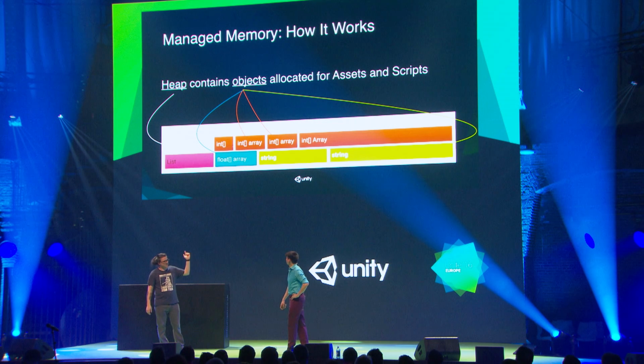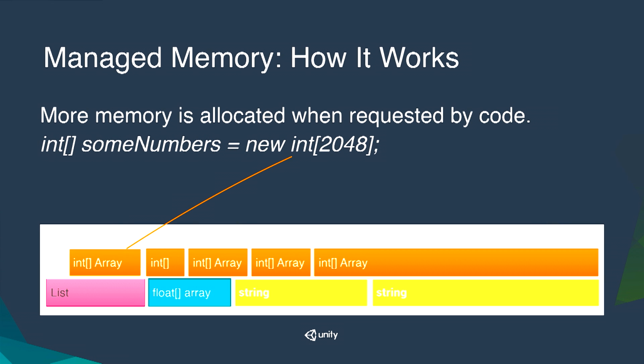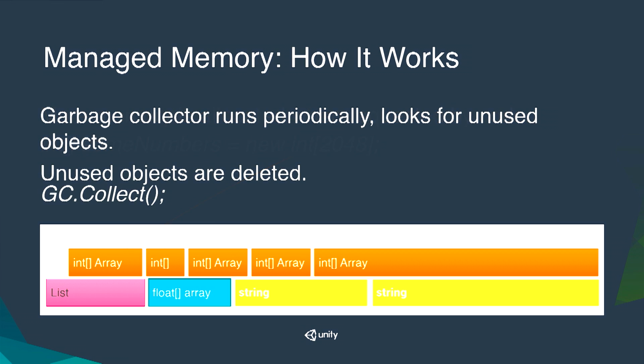So the white area represents the entire managed heap, and the colored rectangles within represent allocations in there. Then if we need some memory, we find an empty space, we drop it in there, and everything is fine. Periodically, the garbage collector will run. It scans every object, makes sure there are no references to it, and anything that's unused gets deleted from memory.